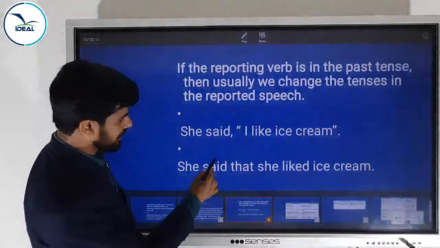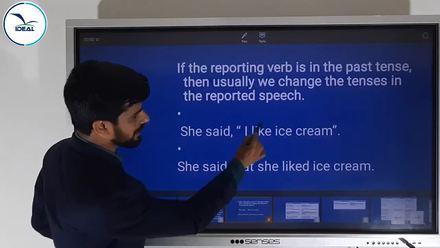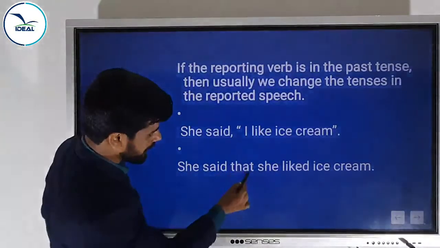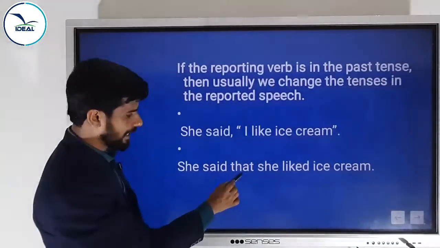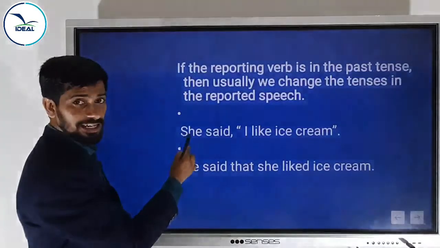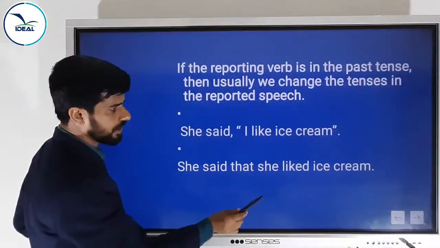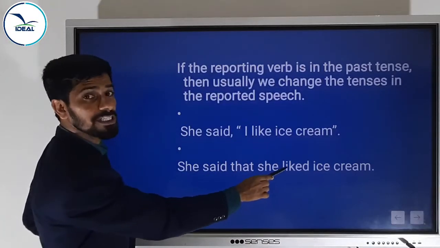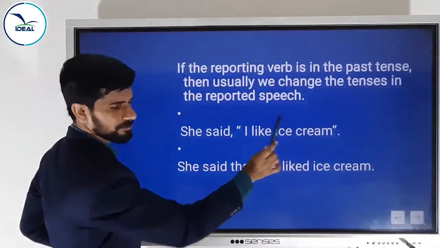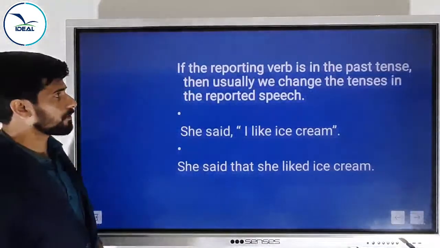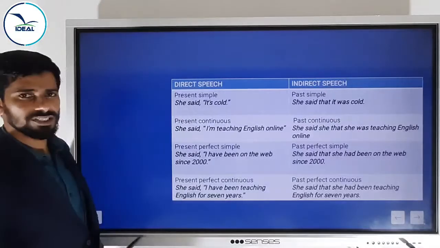Understood? She said. So we removed this comma and this quotation mark here. You don't see it here, right? And we added that as the conjunction. Then the I became she here because it is said by a lady, right? So the I became she and like became liked. So simple present changed into simple past. Liked ice cream. That's how we change. Understood? Okay.